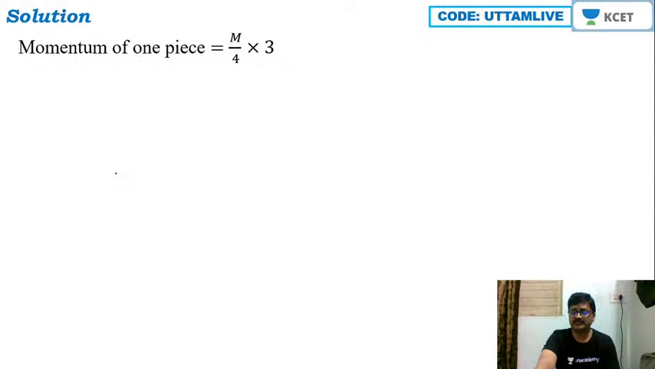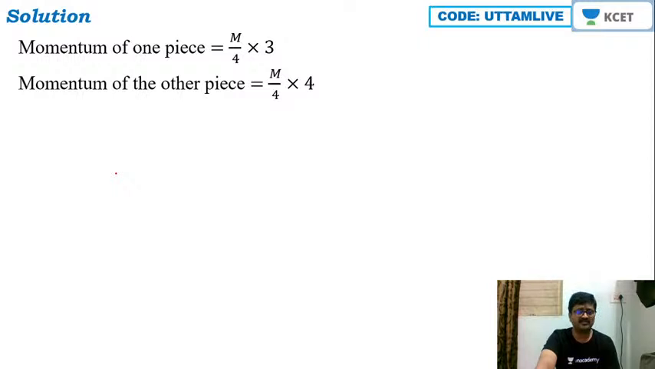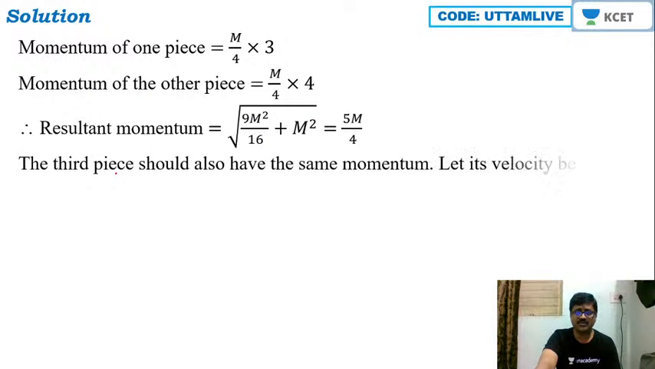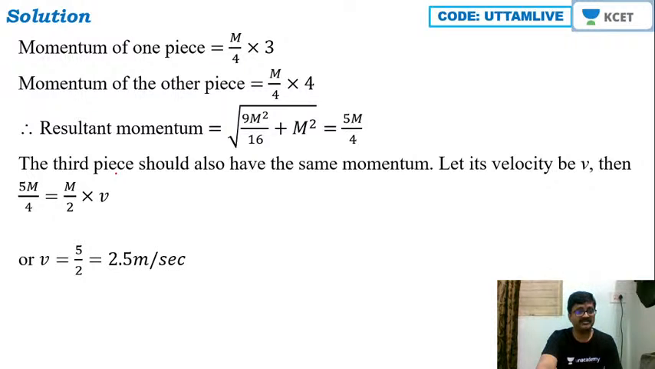Now over here, momentum of one piece can be calculated as m by 4 into 3. Then momentum of the other piece can be calculated as m by 4 into 4. Right? So accordingly, the resultant momentum will be equal to the sum of the squares of these two under the root. Right? So hence, I'll write this as 9m square by 16 plus 16m square by 16, that becomes equal to very easily 5m by 4. Right? So thus, the third piece should also have same linear momentum, because of the law of conservation of linear momentum. Then under this scenario, if I take velocity as v, then 5m by 4 is equal to m by 2 into v, because third piece is m by 2 mass. So from this I can comfortably calculate v is equal to how much? 5 by 2, that is 2.5 meter per second. Okay, so hence our required answer is option C here.